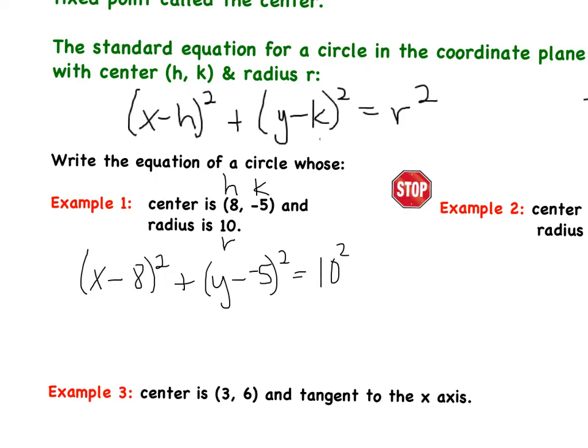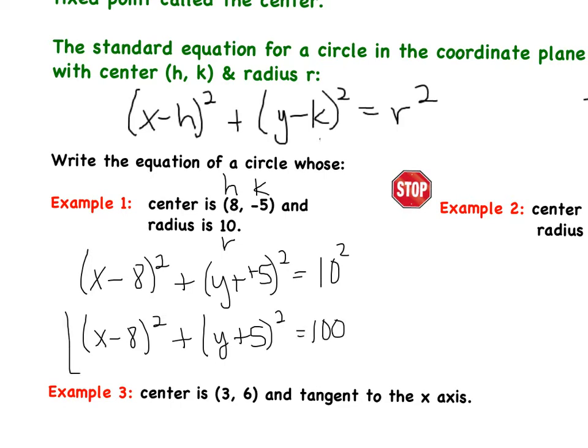Now let's clean that up a little bit, and we get (x minus 8) squared. That one was fine. Plus, but we're going to write minus a negative. We can always change that to add the opposite. So (y plus 5) squared equals, and 10 squared is 100. So we have our final equation of a circle.